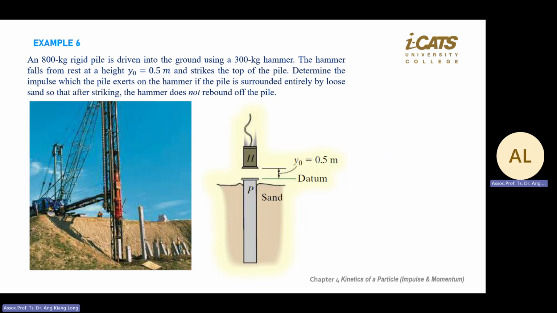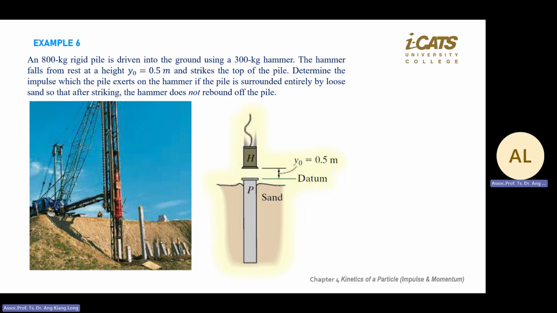Okay. So you're given the mass of the pile and a 300 kilogram hammer. The hammer falls from rest. Falling from rest means you already have your V1 of the hammer at the height of so and so. It strikes the top of the pile. Determine the impulse. It asks you to calculate the impulse first. So if you see impulse, you call the principle of linear impulse and momentum equation and then solve for the impulse.